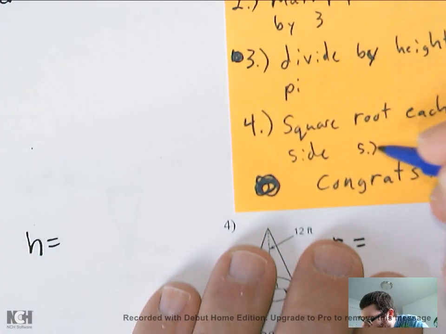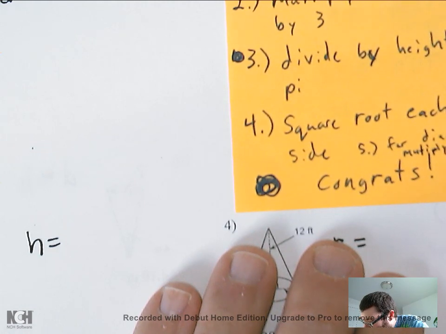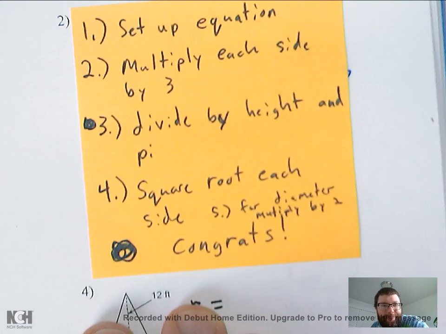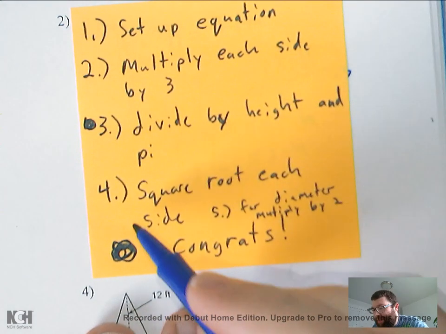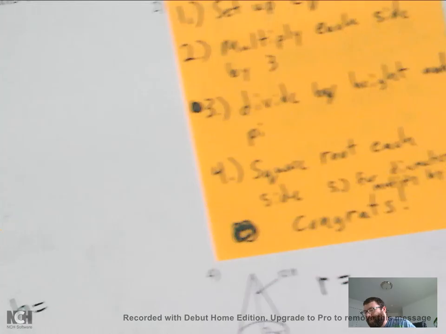Step 5, a hidden step for diameter: multiply by 2. Okay, so radius, you're done after step 4. For the diameter, you still have to multiply by 2 to get the diameter.